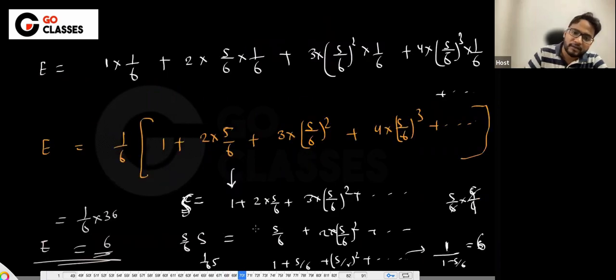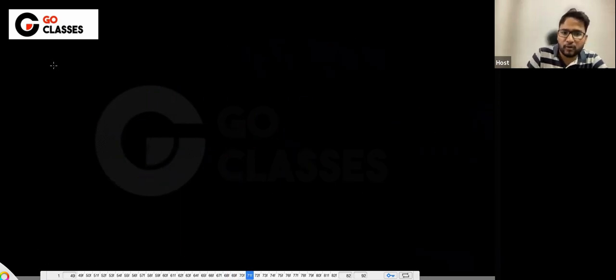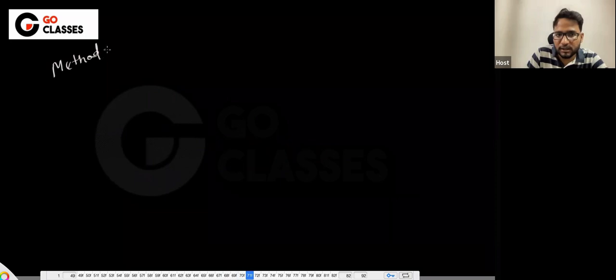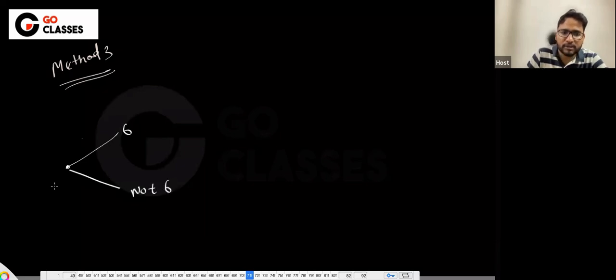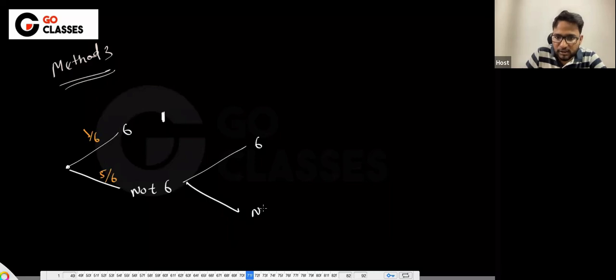Let's understand it in one more way, almost the same way, but let me call it method 3. What you are actually doing is getting 6 or not getting 6. There are only two possibilities. Here you can get 6 with 1/6 probability, and you cannot get 6 with 5/6 probability. Obviously, you stop here with one roll. Suppose you again do the same thing, growing the tree: it is 6, it is not 6. Obviously here, till now two rolls, with probability 1/6 and 5/6.